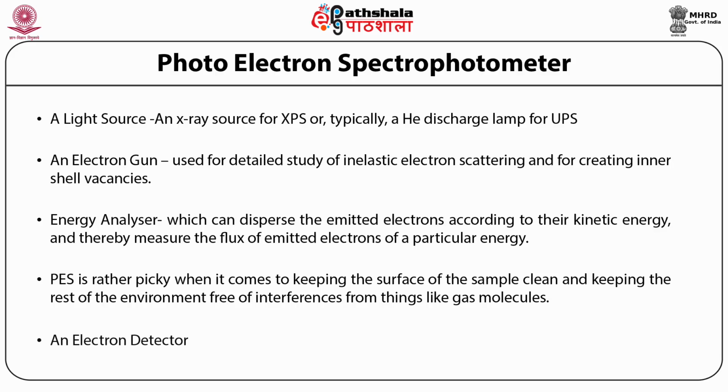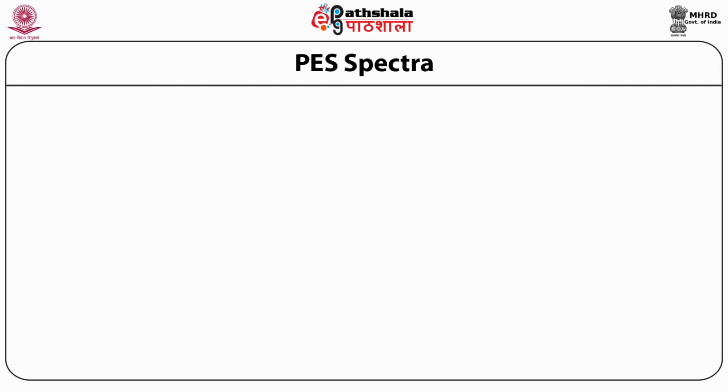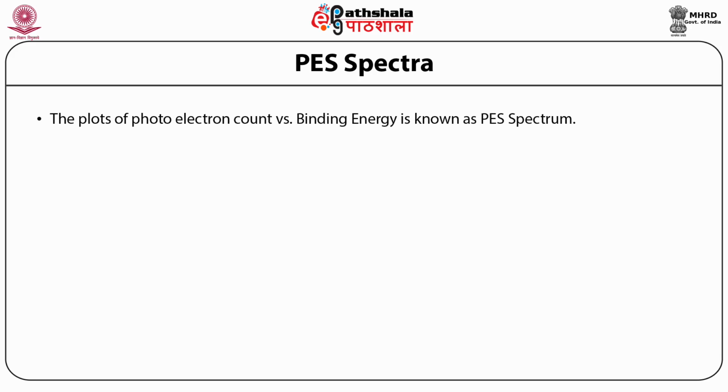Last is an electron detector. It detects and counts the number of electrons. Now we will discuss briefly about photoelectron spectra. The plots of photoelectron counts versus binding energy, or BE, is known as photoelectron spectra.